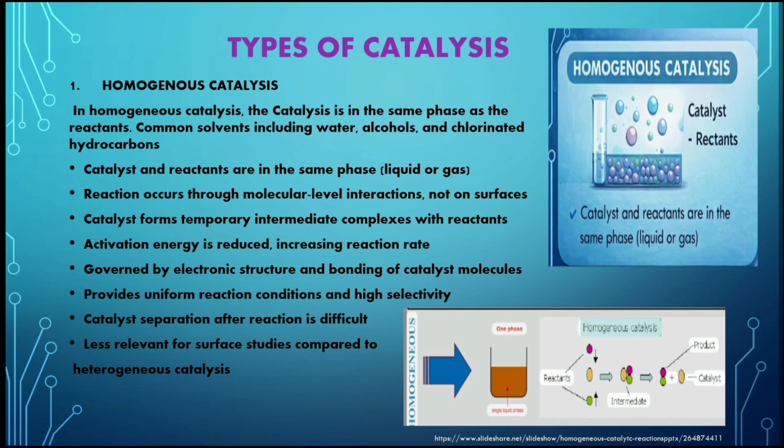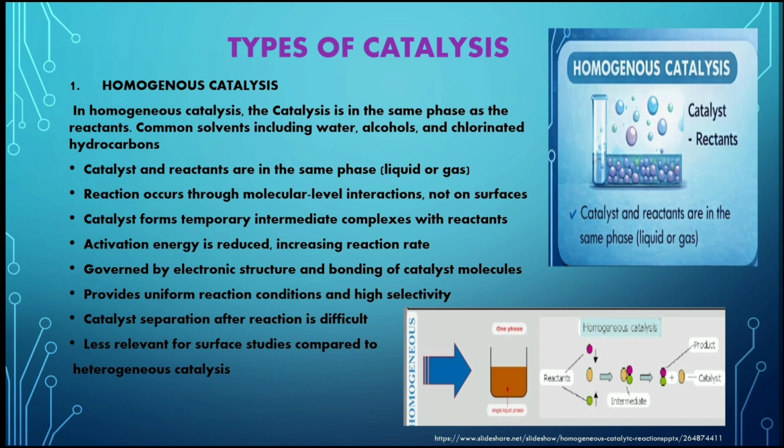Next, coming to the types of catalysis, there are many types of catalysis. I am going to explain them one by one. First one is homogeneous catalysis. It occurs when the catalyst and reactants are in the same phase, usually liquids or gases. The reaction takes place through molecular level interaction, not on a solid surface. The catalyst forms temporary intermediate complexes with reactants, which lower the activation energy and increase the reaction rate.